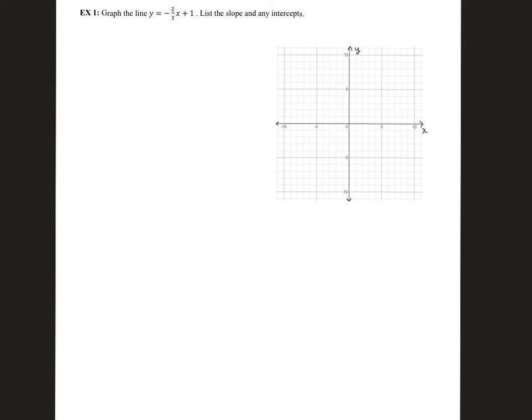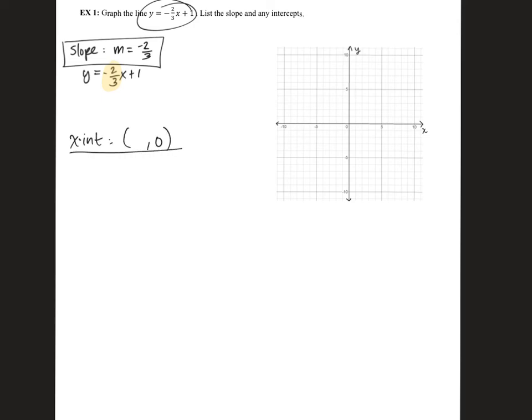Alright, so we have our equation here. So first things first, I'm going to find the slope. Well, that's really easy with this because it's already in slope-intercept form. So I can go ahead and pull my slope off right here. So m equals -2 over 3. So finding my x-intercept, go ahead and set it up. y equals -2 over 3x plus 1.